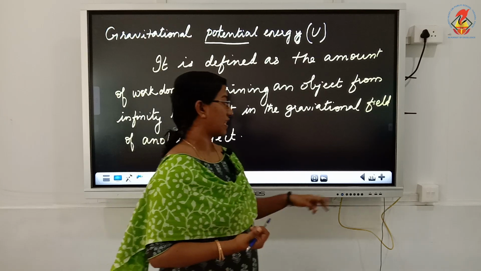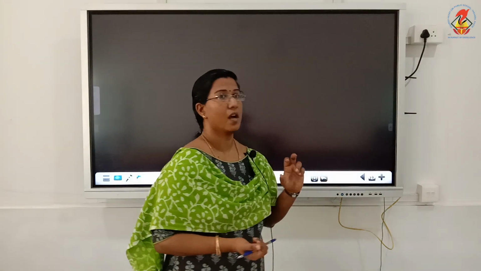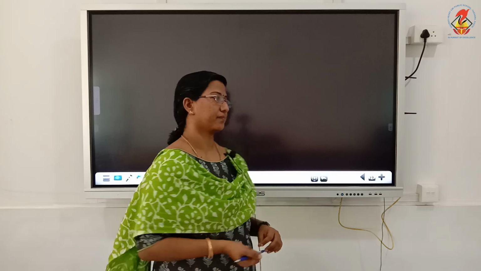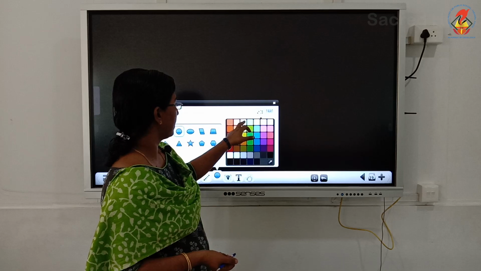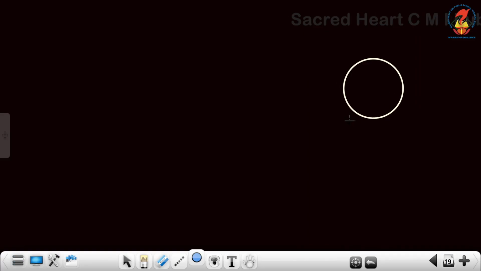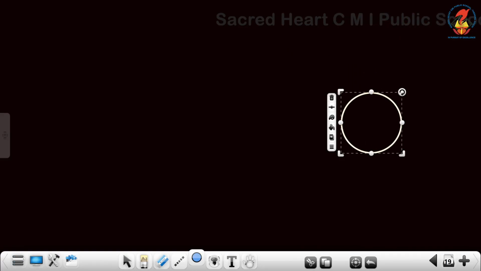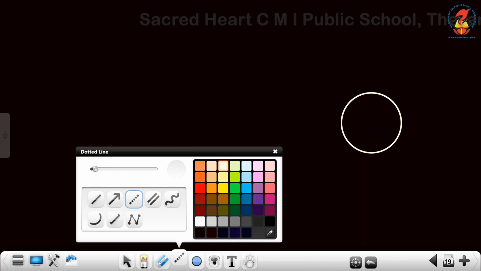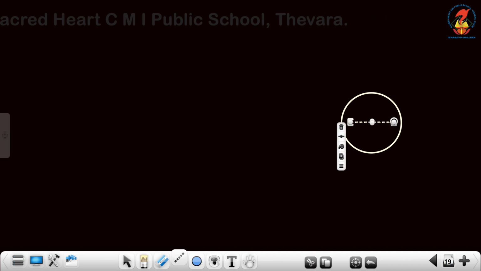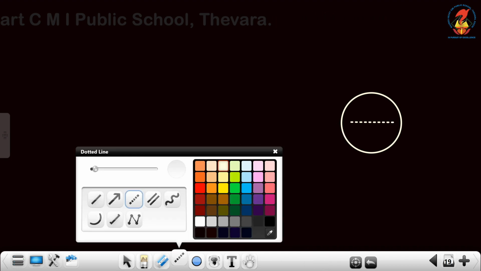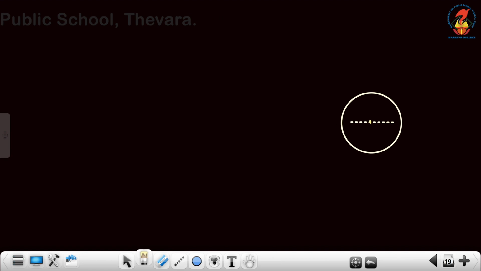So let us derive the expression for gravitational potential energy. For that, we consider Earth to be a perfect sphere of mass M and radius R. This line denotes the center of the Earth. Okay, this is the center of the Earth, and R is the distance from the center of the Earth to the surface.